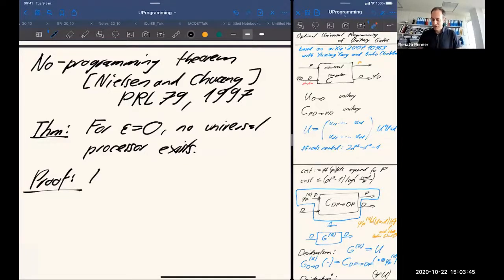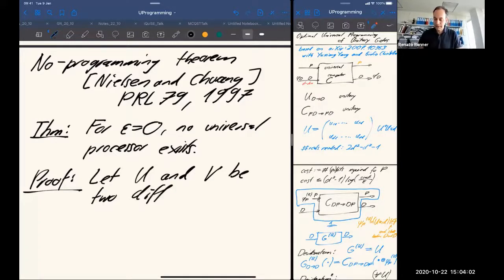So let me just go through their proof, which is, I think, a very nice piece of quantum information theory that is anyway worth knowing. So let U and V be 2 different unitaries. That's just the way we want to analyze it. We say, let's see how this quantum processor acts when we have 2 different unitaries, and compare their action.